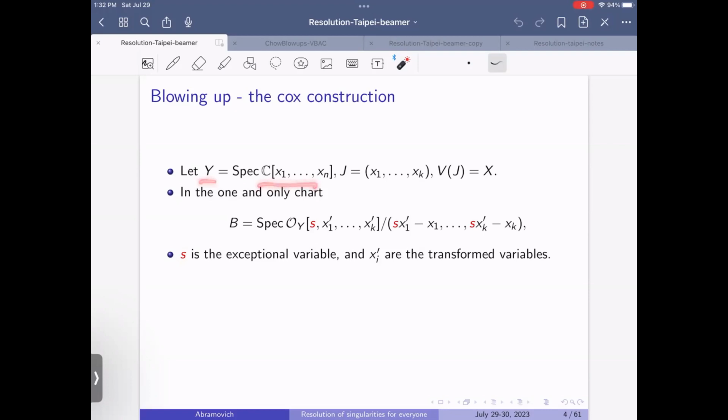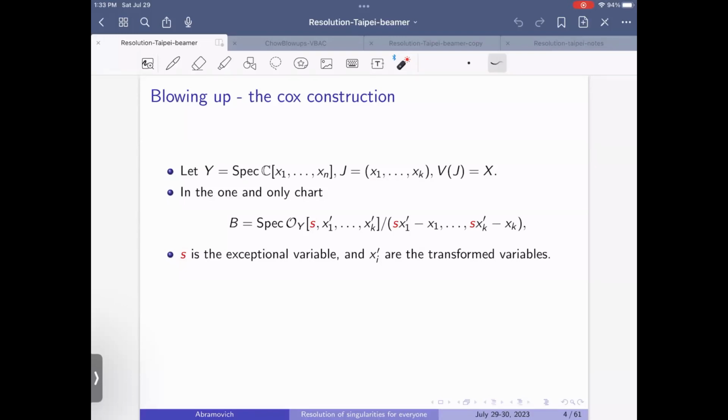Y is the affine space with variables x1 through xn. And I want to blow up the ideal generated by the first k variables. So if you wish, the locus I'm blowing up is the locus whose equations are these. So the parameters along the locus, for some reason I called it x here, x becomes something else later on. The parameters along the locus are xk plus 1, xk plus 2, etc. But the defining equations are x1 through xk.